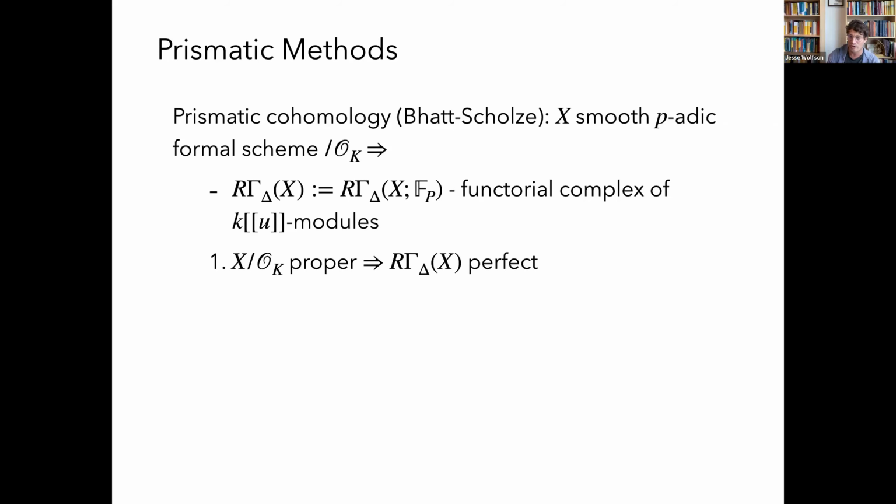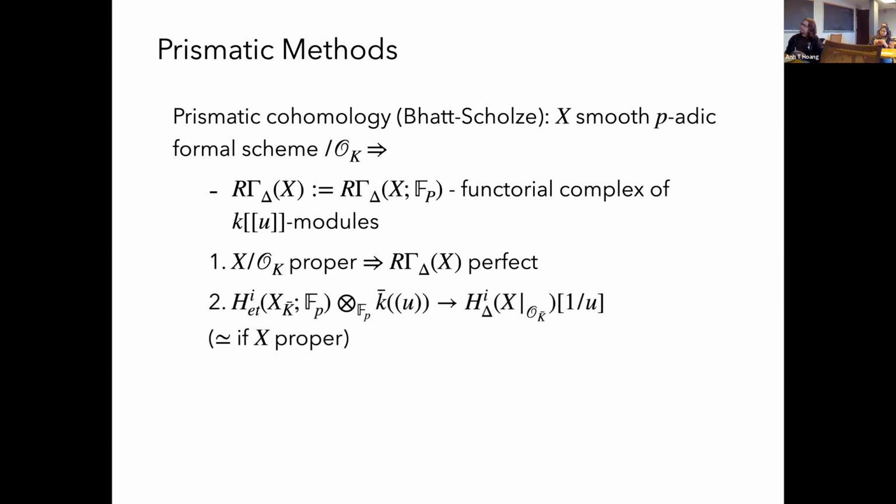So if your variety is proper, you should not only think of it as prismatic cochains, but somehow you should think of this as some p-adic analog of the complex of de Rham forms. That's really sort of how you want to think about it. And the first property here is that if X is proper, this is a perfect complex, and that's sort of like the first theorem in Hodge theory that says if you have a compact Kähler manifold, then the harmonic forms are finite dimensional, or the cohomology of the Hodge complex is finite dimensional, right? So that's sort of what perfect complex is.